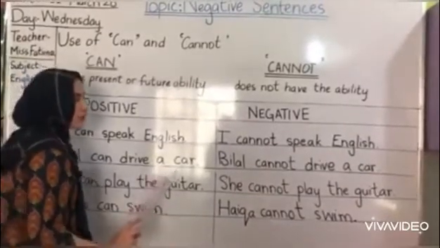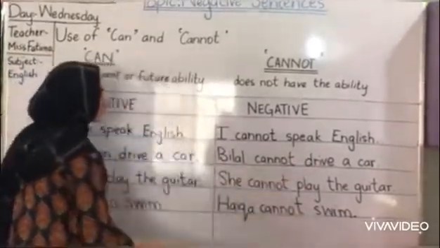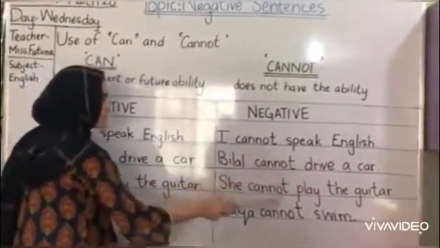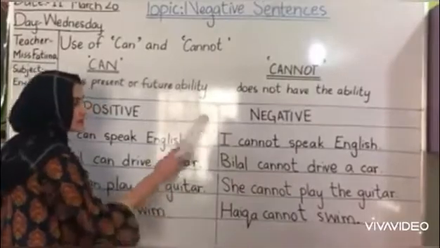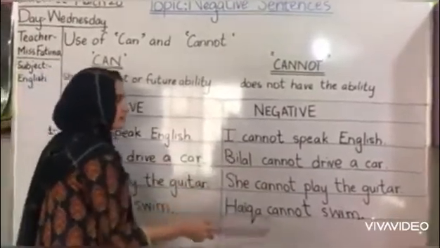So as you all can see that we are using the word cannot in all of these sentences. So by this you can easily recognize that these sentences are negative.